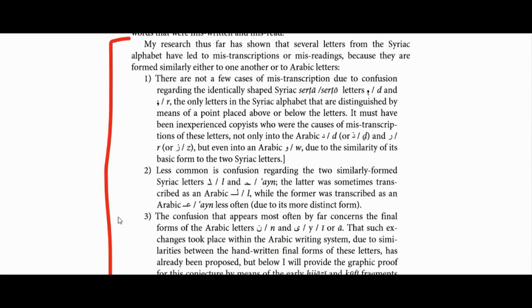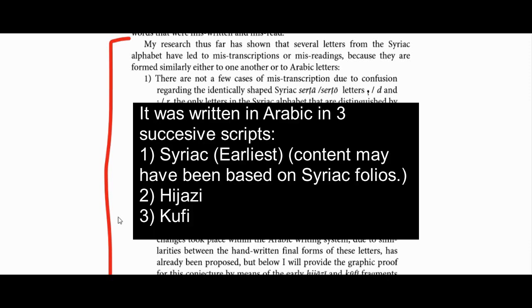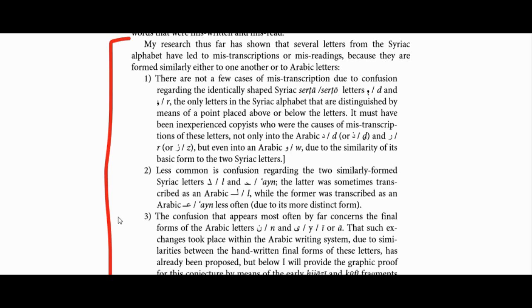It is a number of scholars' belief that originally, before the Quran was written in Hijazi script, before the Kufi script, it was written in a form of Syriac, Syro-Aramaic script, and then it gets changed into an Arabic script of different kinds, Hijazi and Kufi. Now, in transcribing it, mistakes were made.